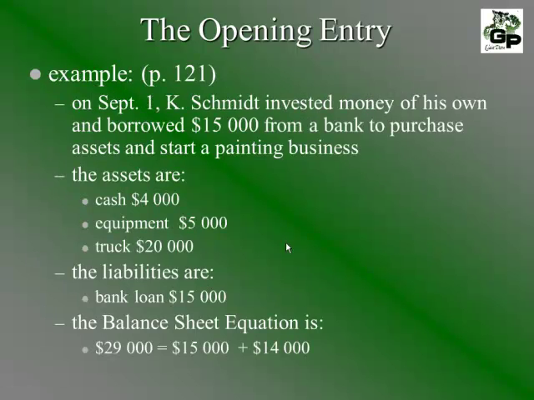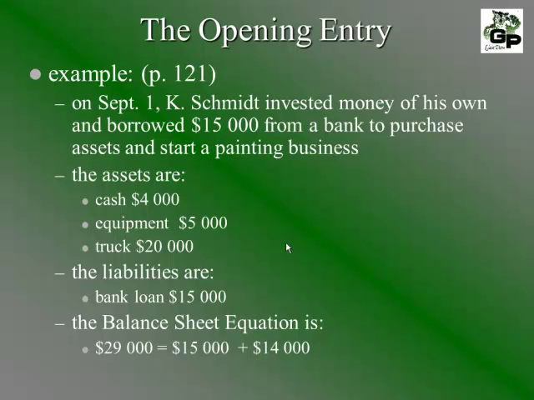Here's an example from page 121 of the textbook. On September 1st, K. Schmidt invested money of his own and borrowed $15,000 from a bank to purchase assets and start a painting business. The assets are cash of $4,000, equipment of $5,000, truck valued at $20,000. The liabilities are a bank loan of $15,000.